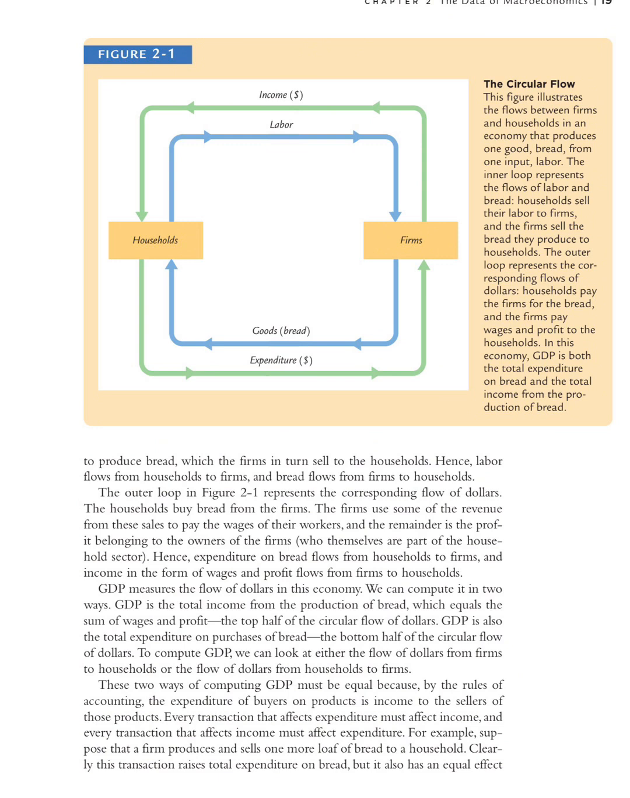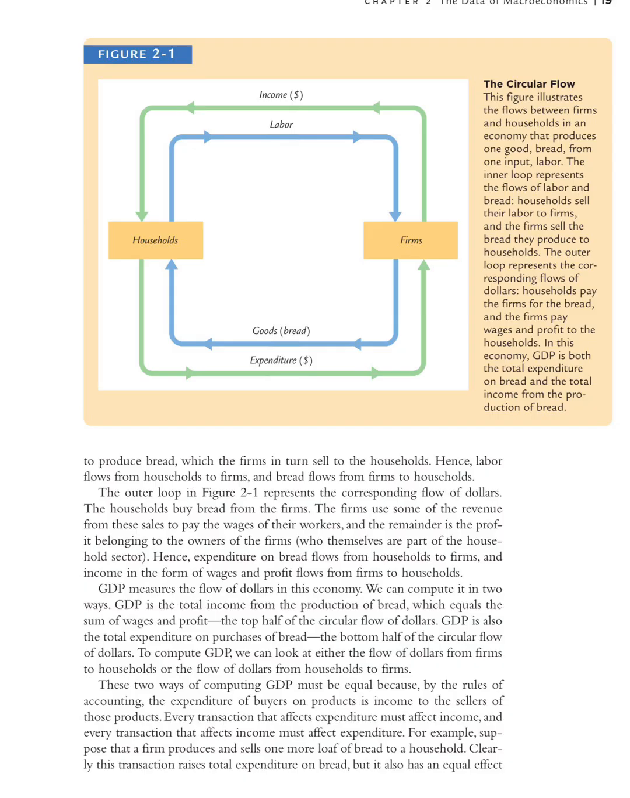This to a large extent explains what is called the circular flow, which shows an economy that produces one good, bread for example, from one input, labor. The inner loop represents the flow of labor and bread. Households sell their labor to firms, and households also pay the firms for the bread, so the firms pay wages and profit to the households. So GDP measures both expenditure and income. But we do not need to record both, because they are the same thing, so we only need to measure one.